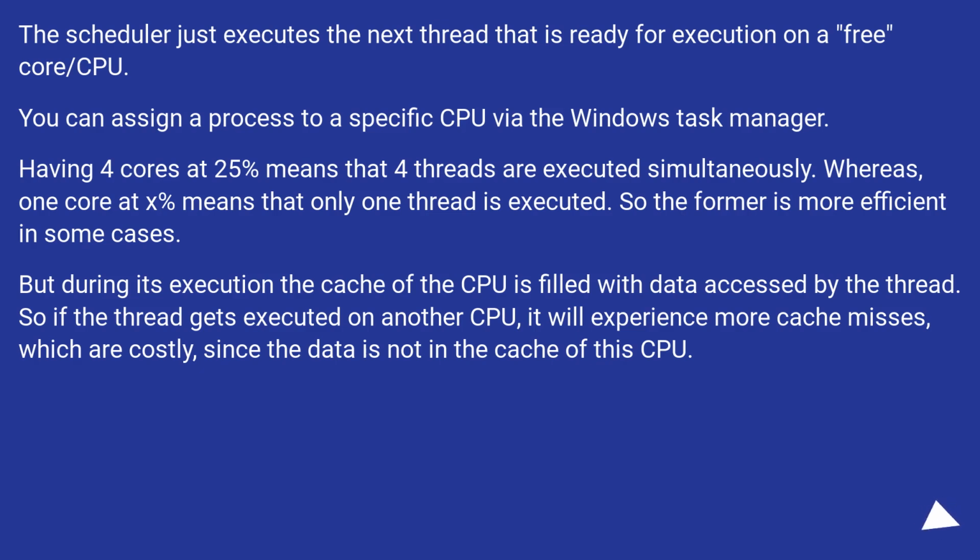But during its execution, the cache of the CPU is filled with data accessed by the thread. So if the thread gets executed on another CPU, it will experience more cache misses, which are costly, since the data is not in the cache of this CPU.